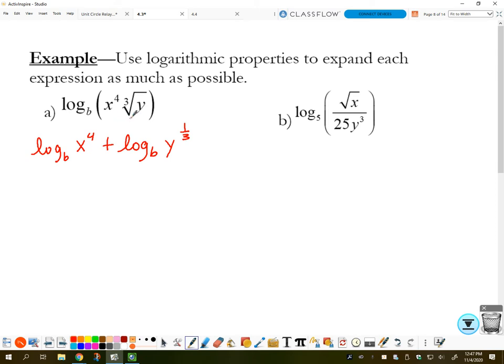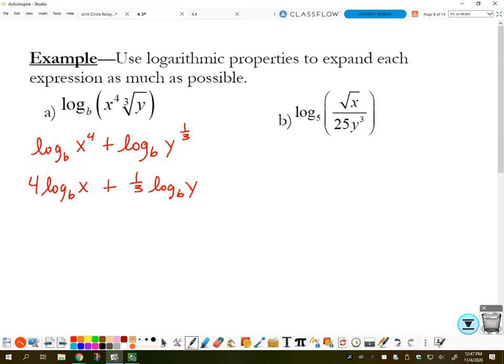Alright, so since these were multiplied, we expanded with addition. Now, both of these have exponents, so we're going to bring 4 to the front here and 1/3 to the front here. So it'll be 4 log base b of x plus 1/3 log base b of y.